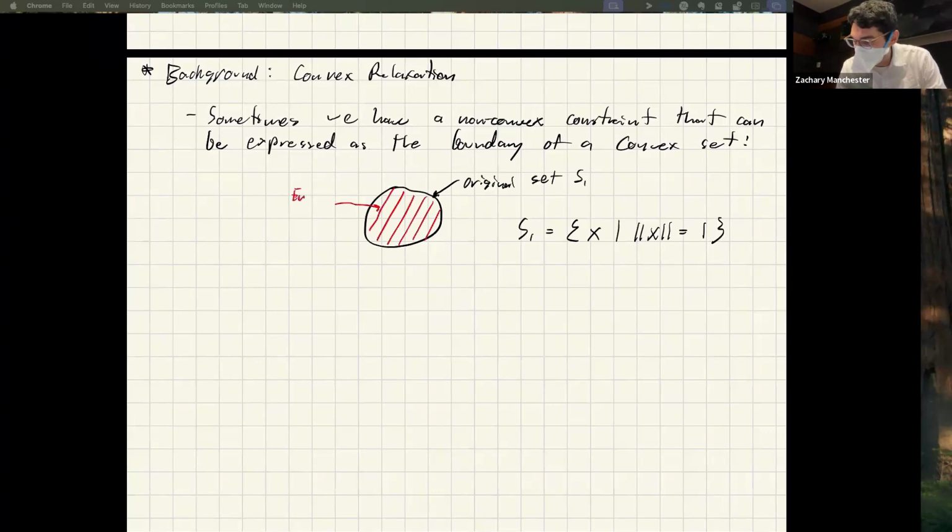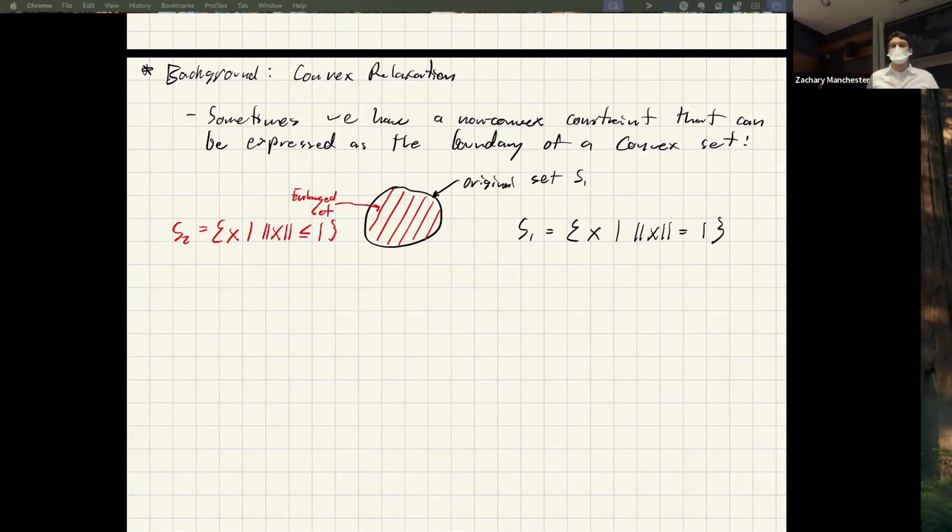So this enlarged set, and this thing is S2, which is all the X's such that norm of X is less than or equal to 1. So basically include the interior now. That's a convex set, right? We know that. And in particular here we have, in fancy notation, S1 is the boundary of S2, right?